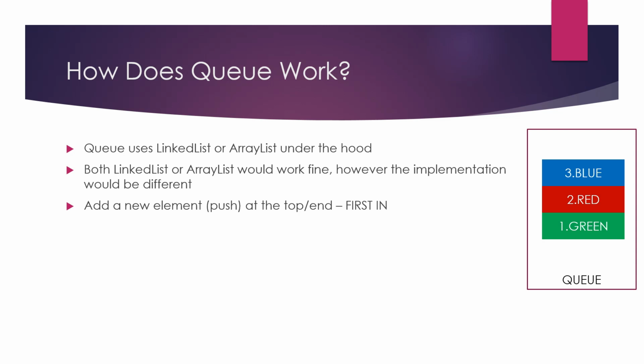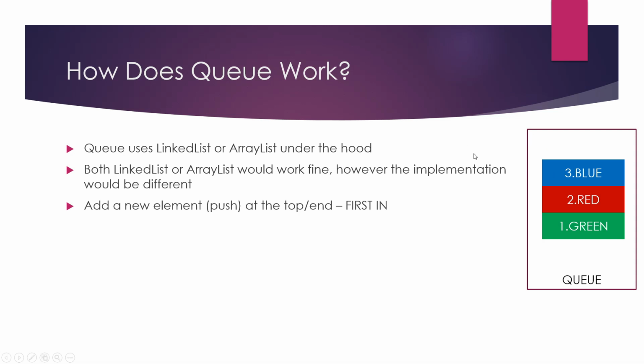So when we're saying we're pushing a new element, then we're adding a new element at the top of the current elements in that queue. In our case we have three elements, and the last element is the blue. So if we want to add a new element here, we're going to push it at the top of that blue.